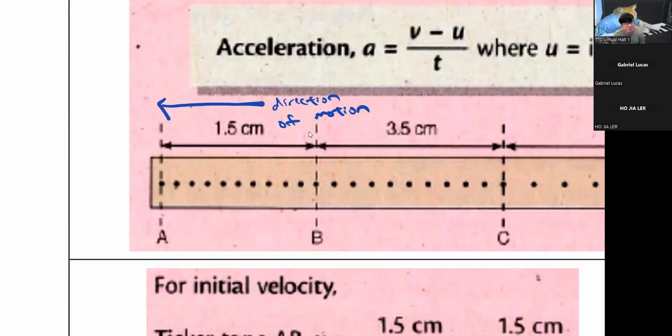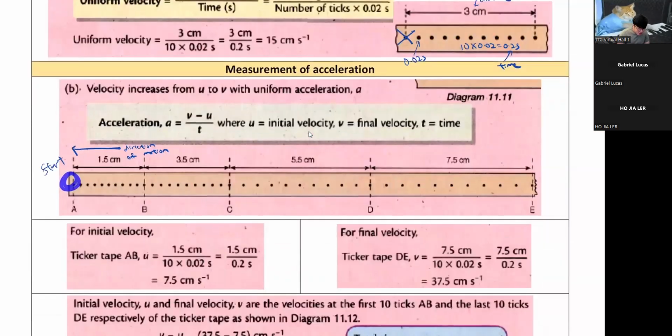Okay, direction of motion. What does this mean? Whenever you see this arrow, that means they start here. Wherever the arrow points to, you start there. That means this sticker tape starts here. And if I zoom out, can you see what happens to the dot?